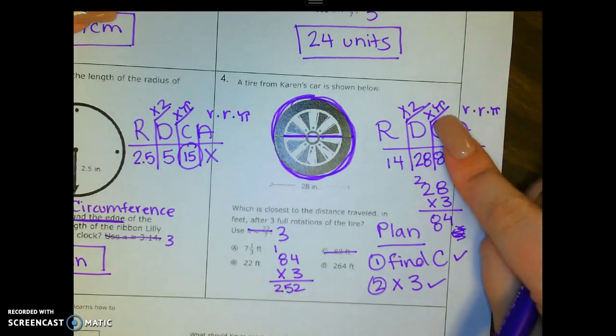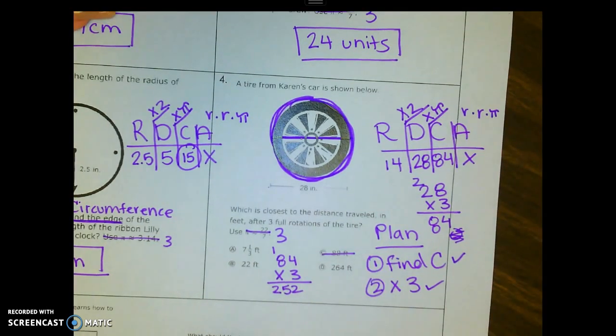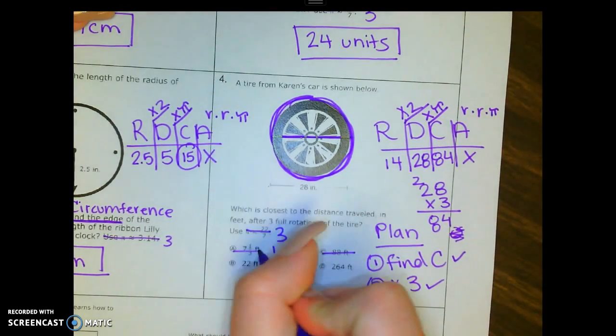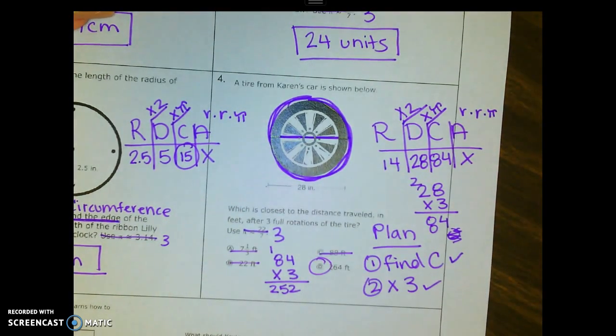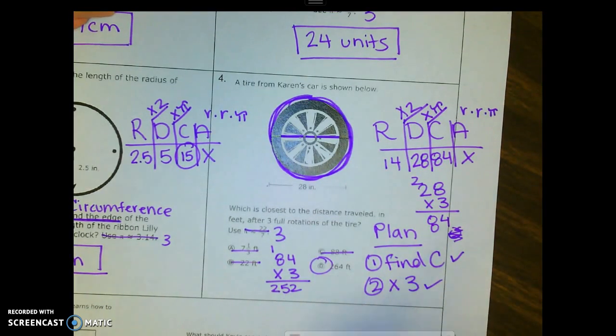Because we estimate pi to be 3, we have to use our judgment and pick the one that's the closest. Well, clearly 7 1/3 is not it. 22 is not it. It has to be D, 264 feet. It's not that far off. It's just a little bit more.